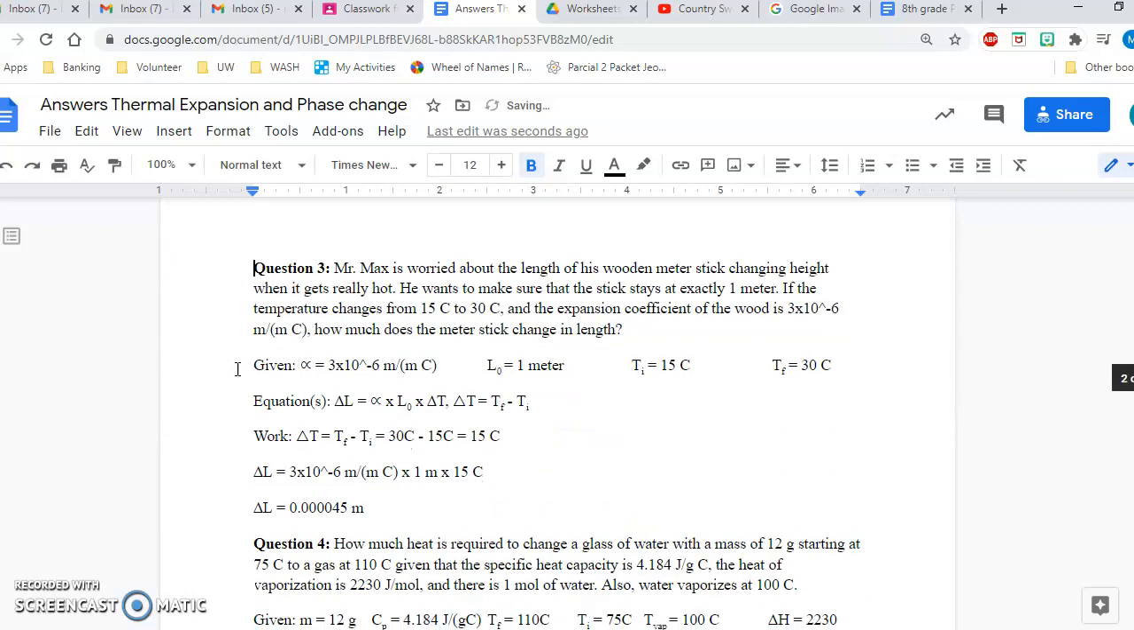Number 3. So Mr. Max is worried about the length of his wooden meter stick changing when it gets really hot. He wants to make sure the stick stays at exactly 1 meter. The temperature changes from 50 to 30, and the expansion coefficient of wood is 3 times 10 to the negative 6 meters per meters cubed. How much does the meter stick change in length?